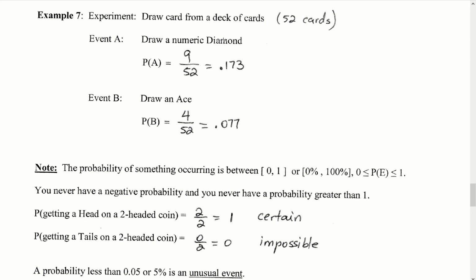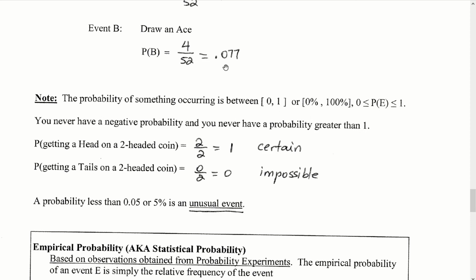The numerical diamond cards, so the cards that have numbers on them, are 2 through 10. And 2 through 10 is 9 values altogether. So there's 9 numerical diamond cards, out of the total size of 52, which is the size of the deck. So I'd have a probability of 0.173. The probability of drawing an ace, well, there's 4 aces in the deck out of 52 cards. So that's going to be 4 divided by 52, which is 0.077.